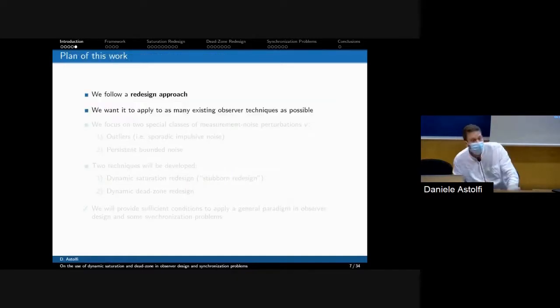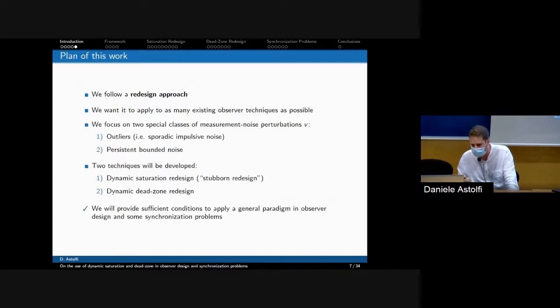So what we want to do in this presentation, in this work, is to follow a redesign approach, meaning that, okay, give me a plant, give me an observer that you have already designed by the technique you prefer. And then I want to modify this observer to improve its performances and to improve its sensitivity to measurement noise in some sense. So we want to apply it to as many techniques as possible.